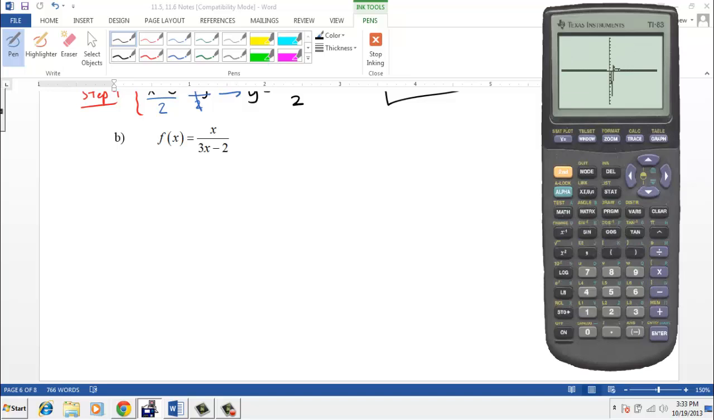And it's not really a very good graph here as far as what we see. I think we should change our window. Let's change our window from -5 to +5 and -5 to +5 and see if that looks a little bit better. So just kind of zoom in on this graph.